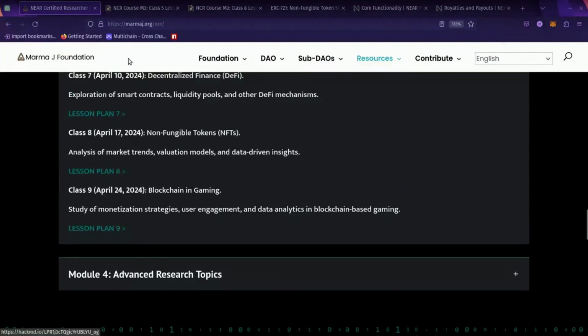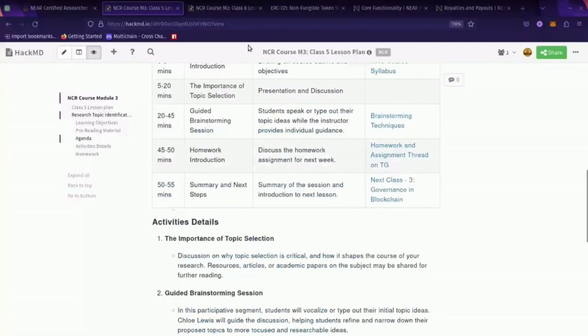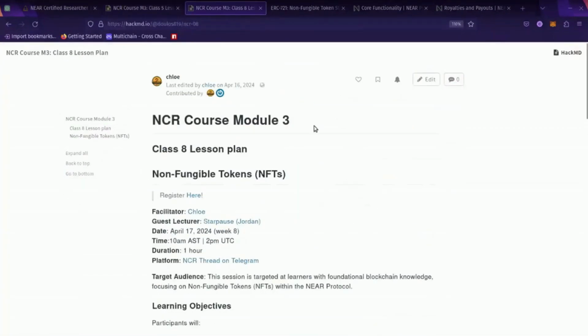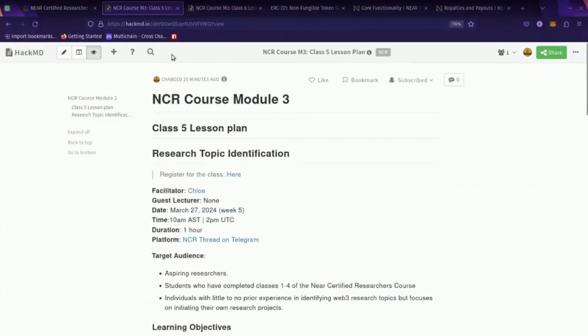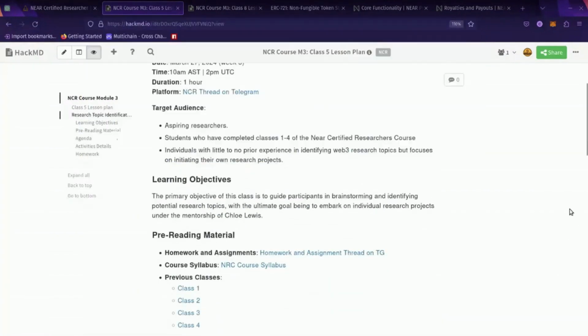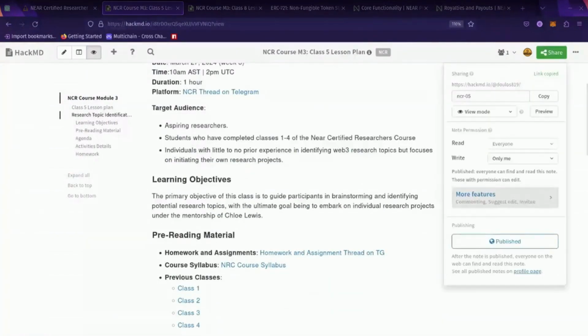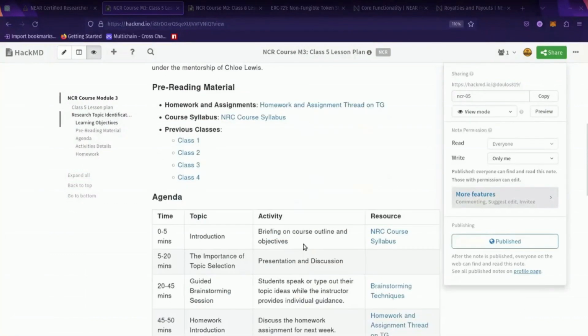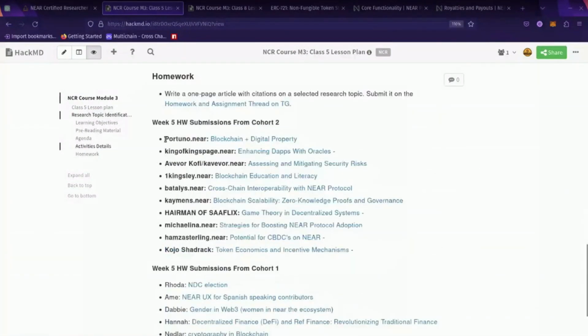So before we hop into the course for today, which is Class 8, going over NFTs, I just wanted to go back to Class 5 where we went over research topic identification. I will drop this link in the chat as well, because every student here should be able to scroll down and see. I tried to do everyone's NEAR account. Some people, I still have their Telegram name. I'll try and update these too.